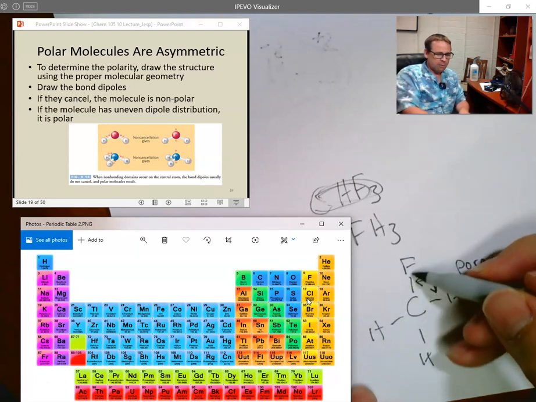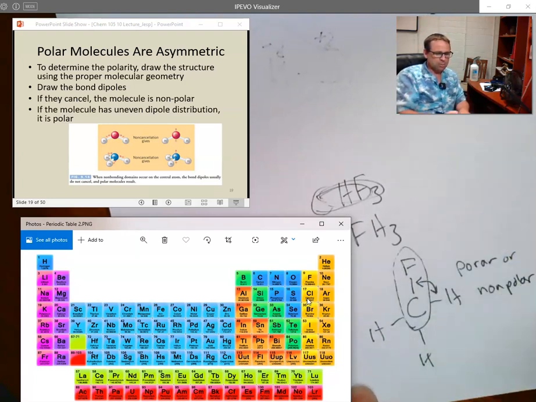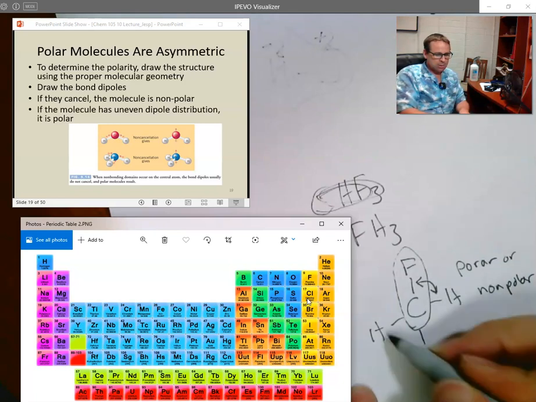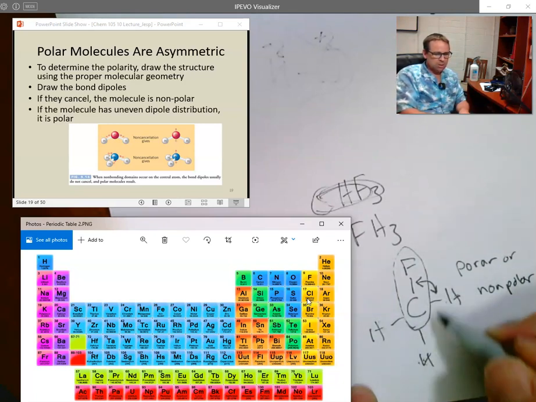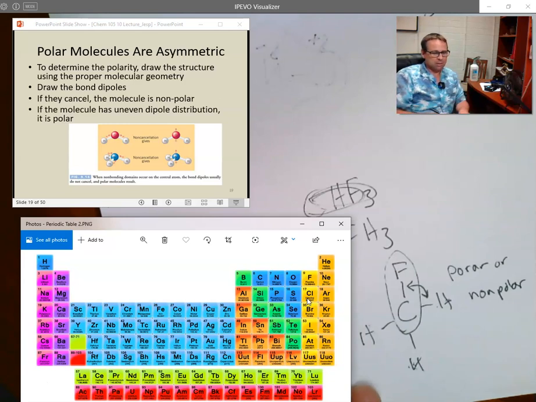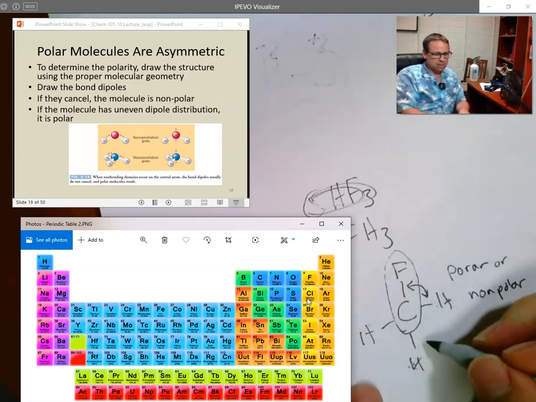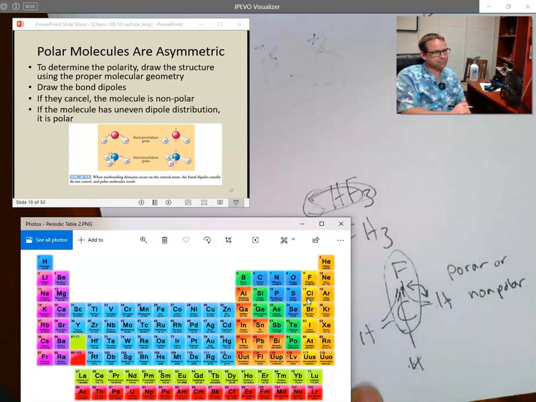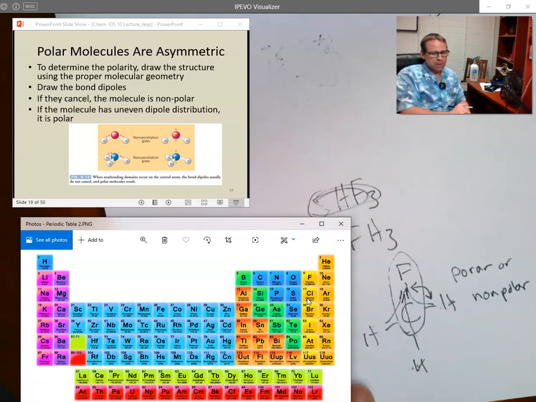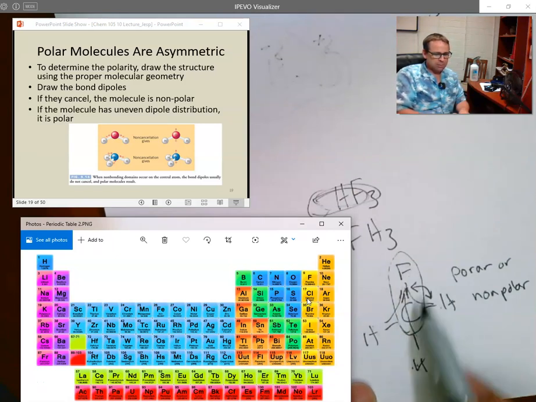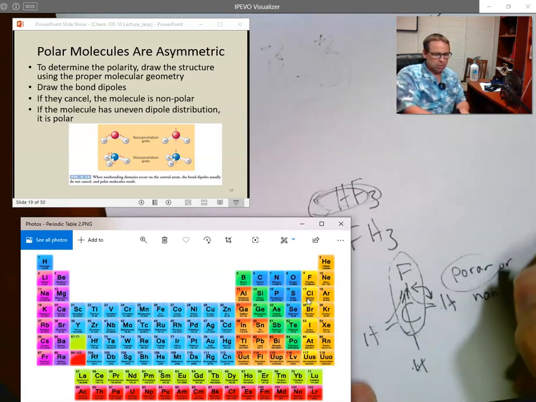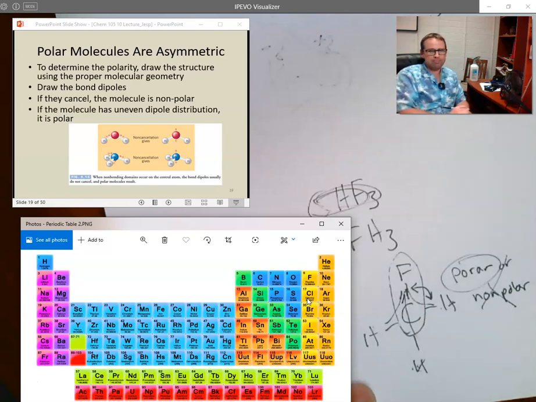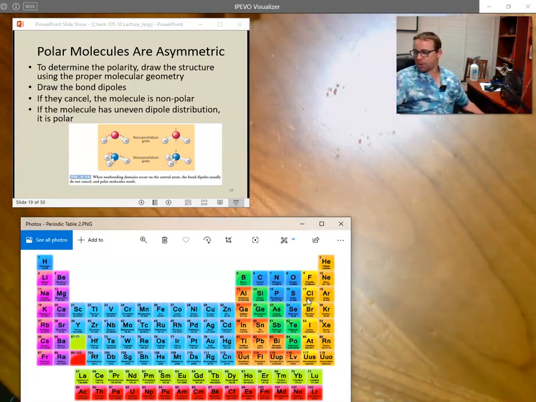It's polar. We have a polar bond. The carbon fluorine is a polar bond. And because these are hydrogens here, we have an asymmetric pole of electron density. Can you see that? Does that make sense, Catherine? Yeah. Okay. So we have a polar bond that is not balanced. Therefore, it results in a polar compound. Okay? All right, very good.